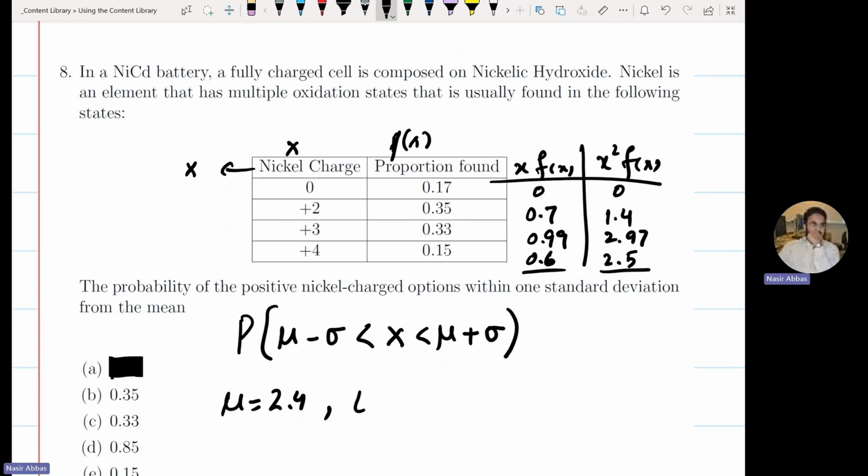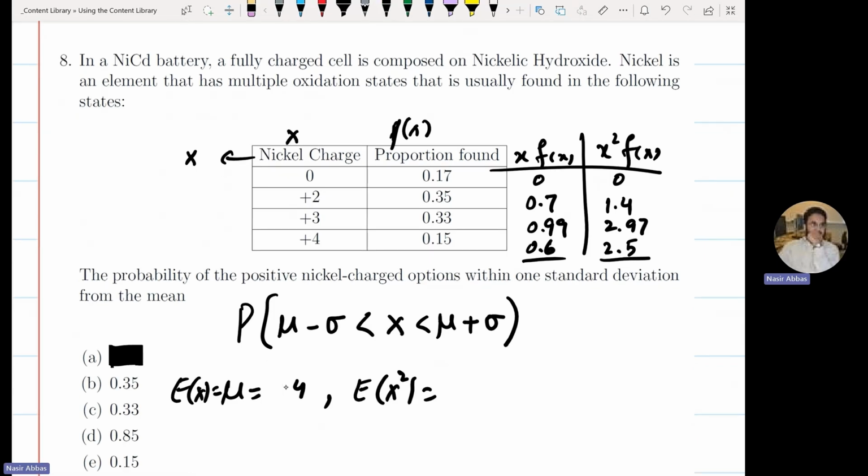The expected value of x squared is the sum of the last column. Take out the calculator. We will not be able to find sigma without the expected value of x squared. The last value of the x squared column is not 2.5, it is 2.4. Yes. Give me the sums quickly.